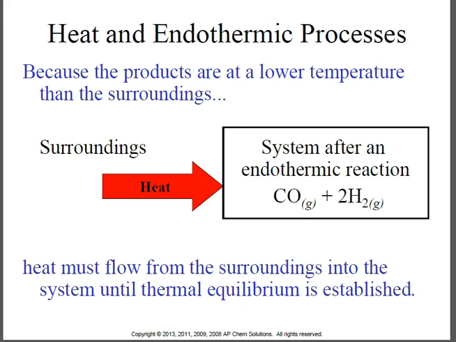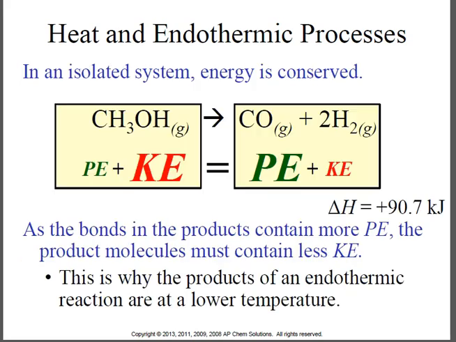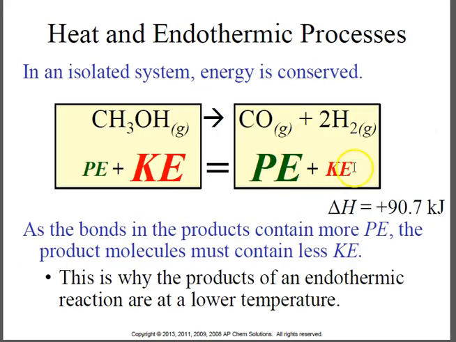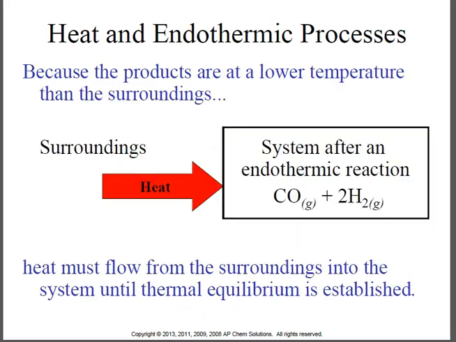Alright, so in that example that we just saw, we said the heat had to come in to make that potential energy go up. So the products are at a lower temperature than the surroundings now. Right? Because you've got a lower kinetic energy. So what's going to happen is the surroundings, which are now at a higher temperature, are going to give the system some of their heat. And that heat is going to flow until thermal equilibrium is established. So the heat is coming from the surroundings in, so that means the surroundings are going to cool off a bit.